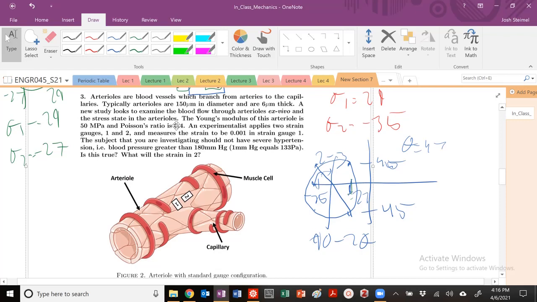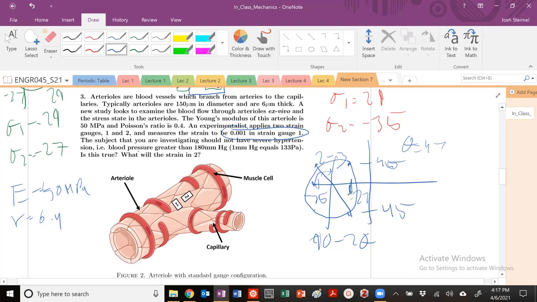Arterioles are blood vessels which branch from arteries to capillaries. They're 150 micrometers in diameter, 6 micrometers thick. The Young's modulus is this, and Poisson's ratio. So E is 50 MPa, Poisson's ratio is 0.4. We have these 2 strain gauges. They measure strain to be this in my strain gauge 1, and we don't have it for 2.